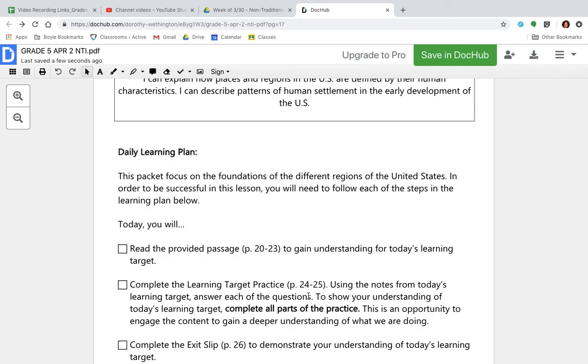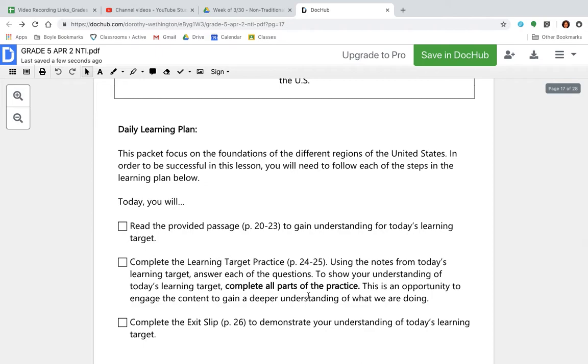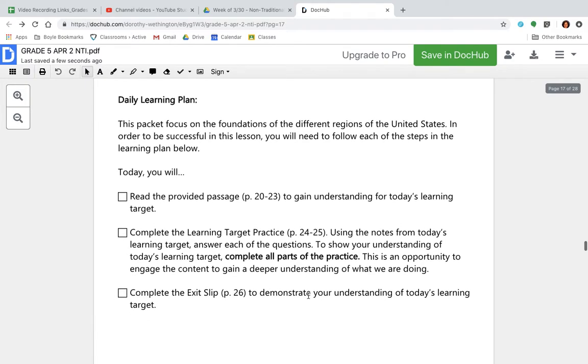Complete the learning target practice, page 24 through 25, using the notes from today's learning target. Answer each of the questions. To show your understanding of today's learning target, complete all parts of the practice. This is an opportunity to engage the content to gain a deeper understanding of what we are doing. Complete the exit slip, page 26, to demonstrate your understanding of today's learning target.